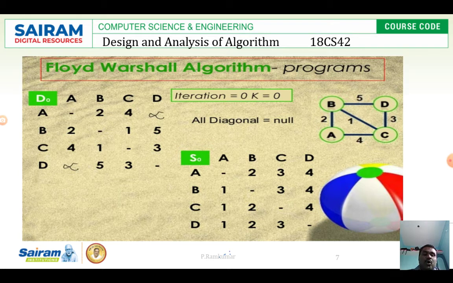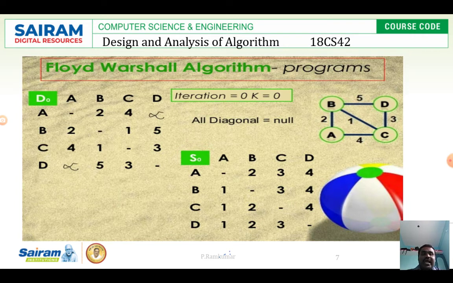B to B there is no cycle, so it will be 0. All the diagonal elements will be 0. B to C weight is 1. B to D direct path exists, so 5. Likewise C to A weight is 4. C to B weight is 1. C to C no cycle exists, so 0. C to D is 3.